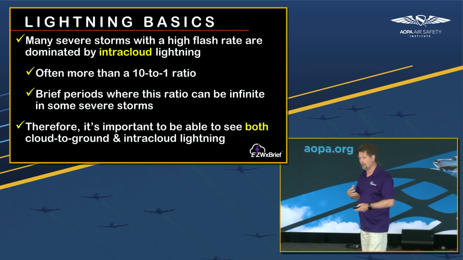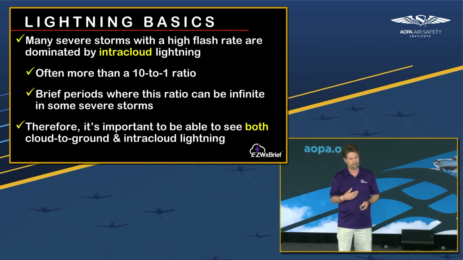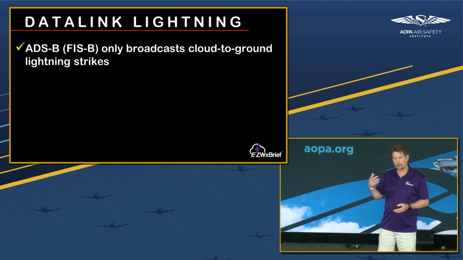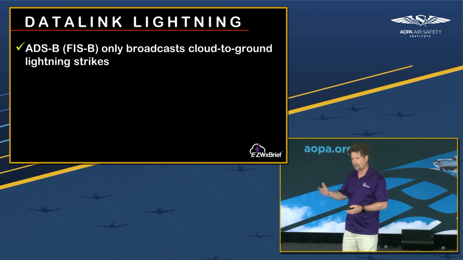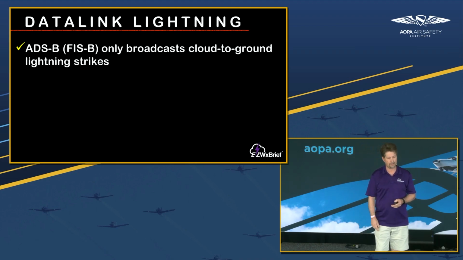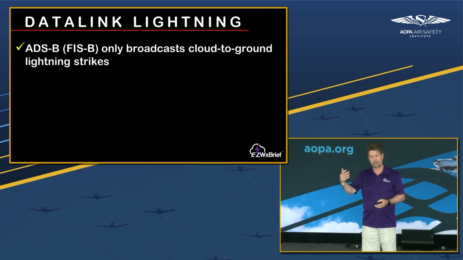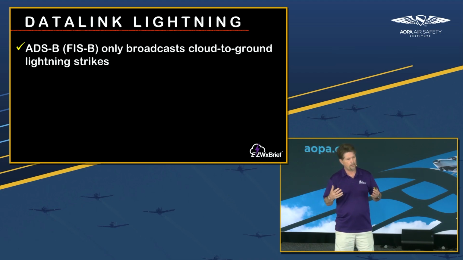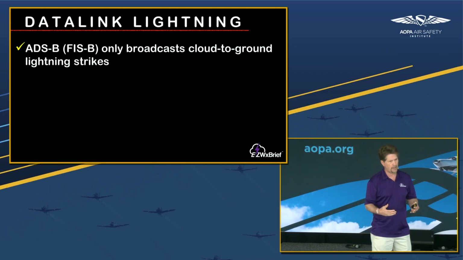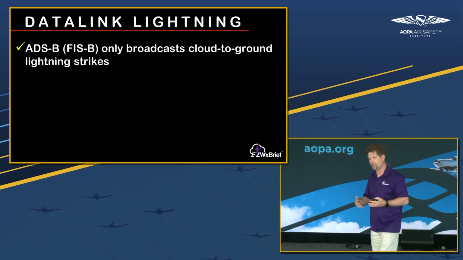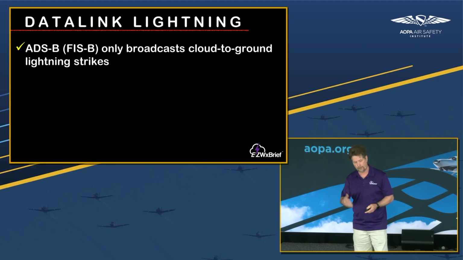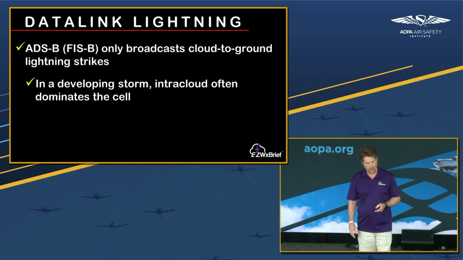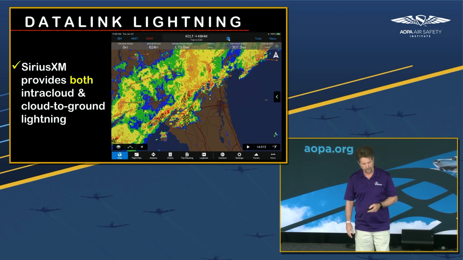So I believe it's important to be able to understand and see both. The problem is when you go to ADS-B, that particular system only tells you about cloud to ground strikes, not intracloud lightning. And many of these cells that develop as rain showers and develop into thunderstorms, most of the initial lightning strikes are actually intracloud strikes. So you want to be sure that you're looking at a complete picture. With FISB, unfortunately, you don't get that. So again, in a developing storm, intracloud often dominates the cell.